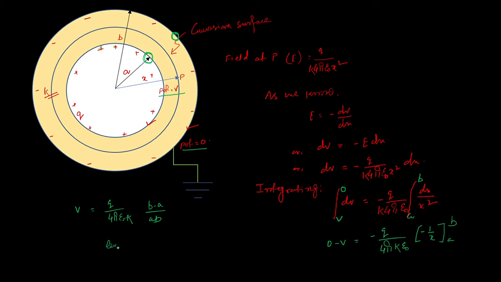But as in the case of capacitors, Q is equal to CV, therefore C is equal to Q by V. So keeping Q the same, putting the value of V from this expression, what we get is Q by Q by 4 pi epsilon naught k into b minus a by ab. Solving this, we get 4 pi epsilon naught k ab whole divided by b minus a. This is the required capacitance of a spherical capacitor whose outer sphere is connected to earth.